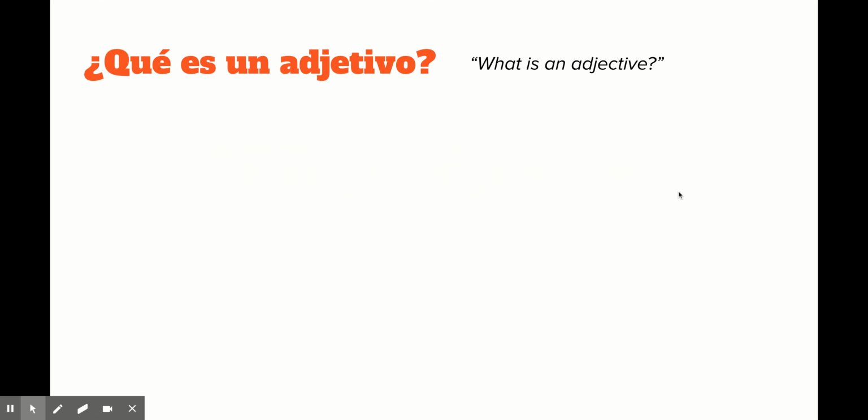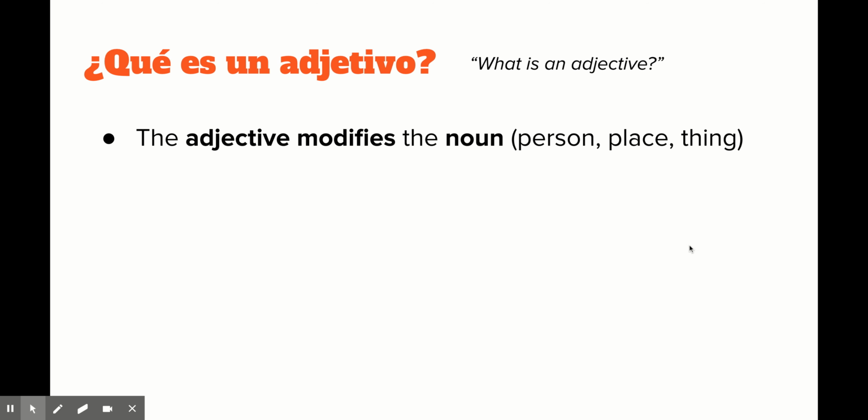So, here we go. First up, ¿qué es un adjetivo? What is an adjective? Which we've just been over. And I told you at the very beginning of this, what is an adjective? An adjective, ladies and gentlemen, modifies the noun. What is a noun? A noun is a person, place, or thing. What does that mean when I say modifies? Well, it describes it, right? For the most part, they are descriptive kinds of words.